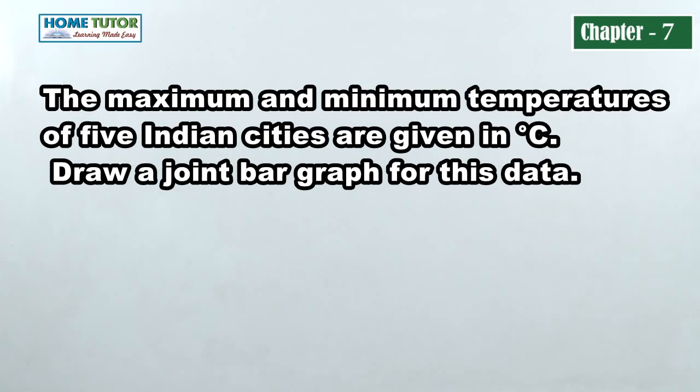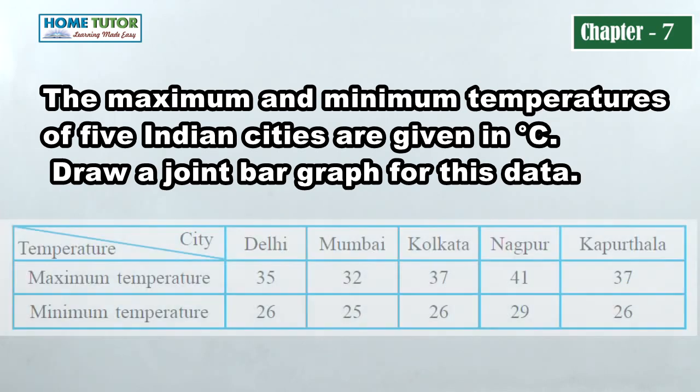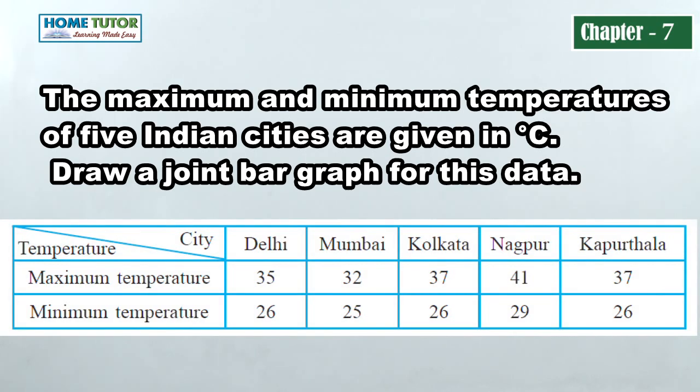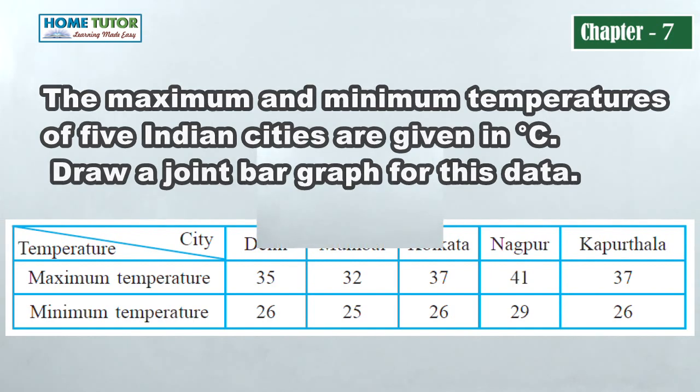Next question is, the maximum and minimum temperatures of 5 cities are given in degrees Celsius. Draw a joint bar graph for this data. The data represent the cities Delhi, Mumbai, Kolkata, Nagpur and Kapurthala. And the temperatures are maximum temperature and minimum temperature. Now let's start with drawing the joint bar graph.